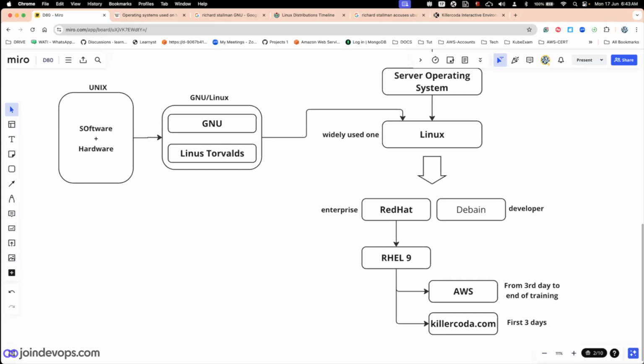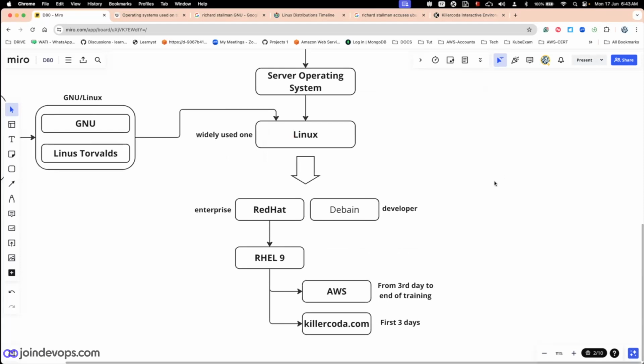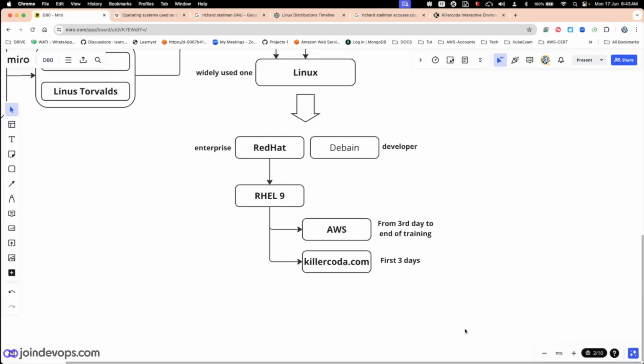Any other questions? So for practicing Unix and Linux commands, are we going to write some shell scripts as well? I don't know, you're thinking too far. Practicing Linux, I just mentioned we are going to use AWS from the third day, but the first 3 days we are going to use Killer Coda. No, as part of Linux, are we going to learn anything more about that?